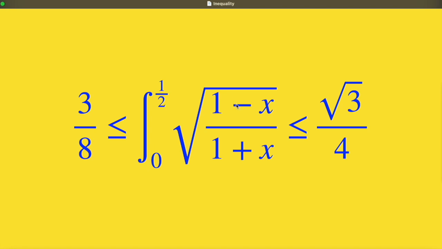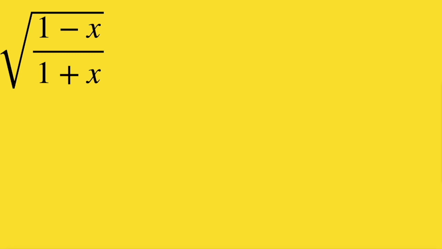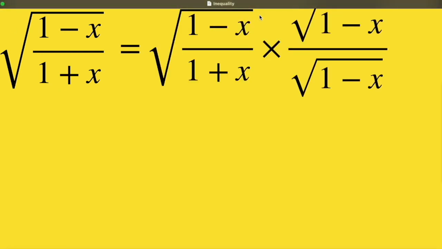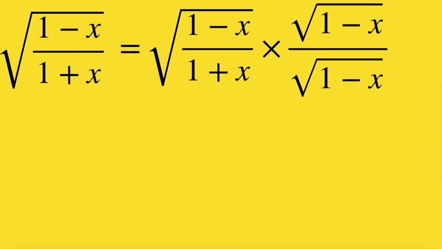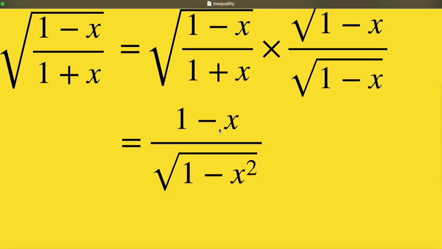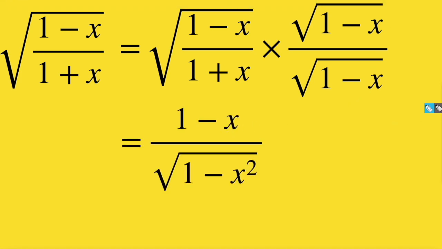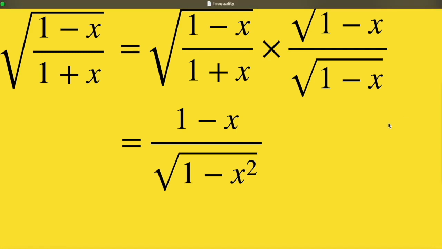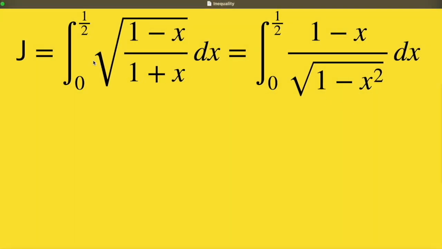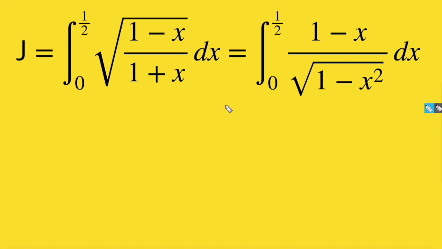Now the integration is this: 0 to half square root of (1 minus x over 1 plus x). So this is the integrand, and we can multiply this integrand by square root of 1 minus x in the numerator and in the denominator also. What we get is just (1 minus x) over square root of (1 minus x square). Okay, so we remember this, and now call it J. This is the original integral.